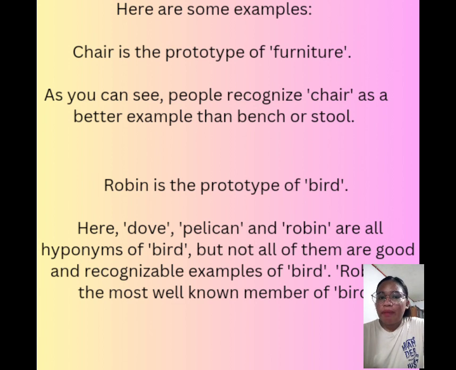Robin is the prototype of bird. Hen, dove, pelican, and robin are the hyponyms of bird, but not all of them are good, recognizable examples of bird. Robin is the most well-known member of bird.